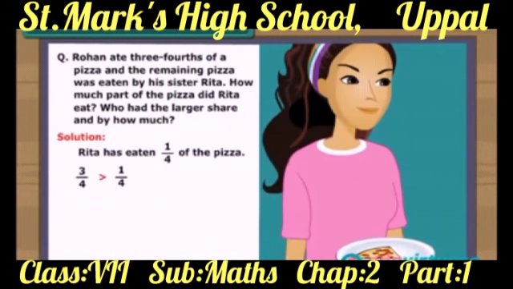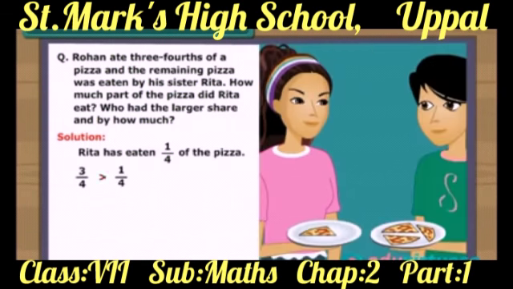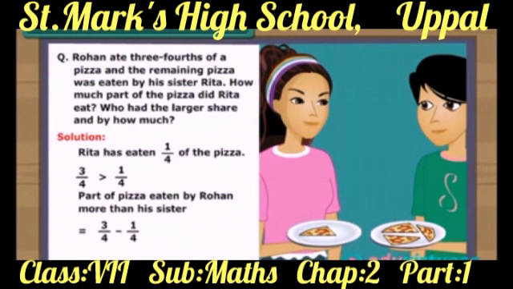Comparing 3/4 and 1/4, we find that 3/4 is greater than 1/4. Thus, Rohan has a larger share of pizza than Rita. On subtracting 1/4 from 3/4, we get half. Thus, Rohan ate half of the pizza more than his sister.